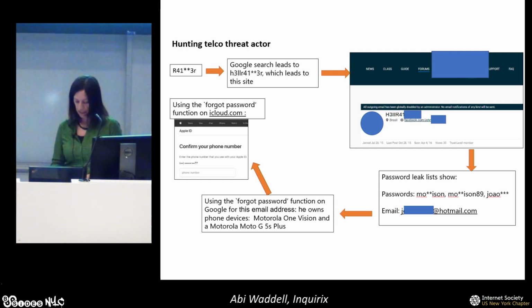A search on the password leak list showed some passwords and a Hotmail address. Using the forgot password function on Google for this address, we found 2 phone devices associated with this account, and on iCloud, one of these devices had a phone number ending in 77.